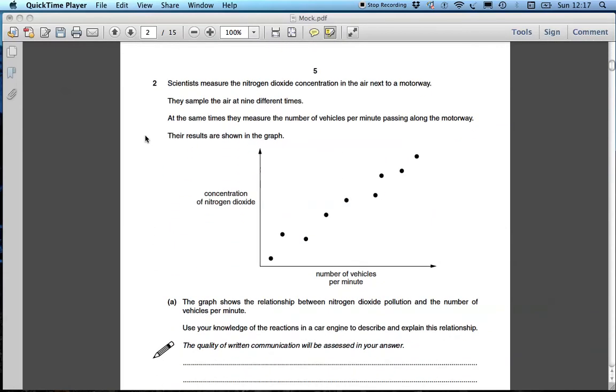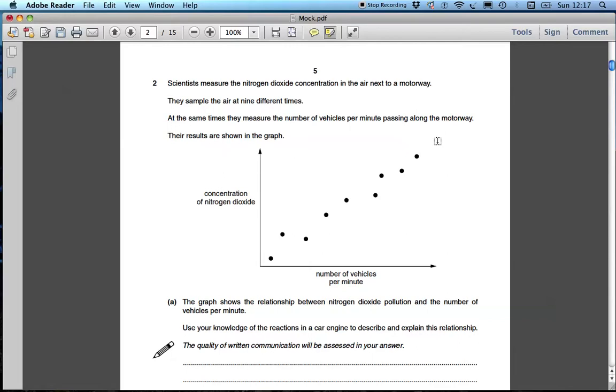So the first question was asking about the relationship between nitrogen dioxide and the number of cars that passed a particular point each minute. The first bit that you were being asked to do here was describe what is actually happening, what's the relationship here. So first describe the relationship and then explain it using your knowledge of the reactions in a car engine. So what actually is the relationship? Well, as you can see here, as the number of vehicles per minute increases, so does the nitrogen dioxide concentration. And that's why we have this positive correlation that you can see in the graph.